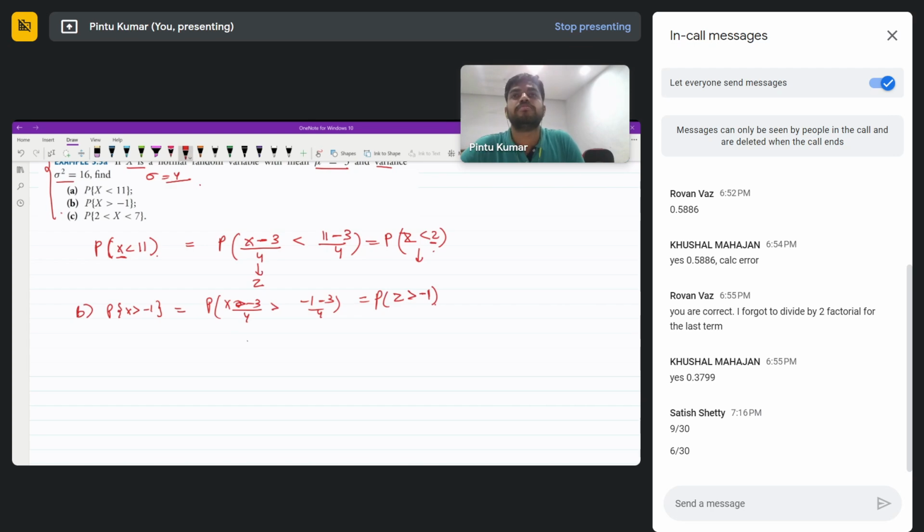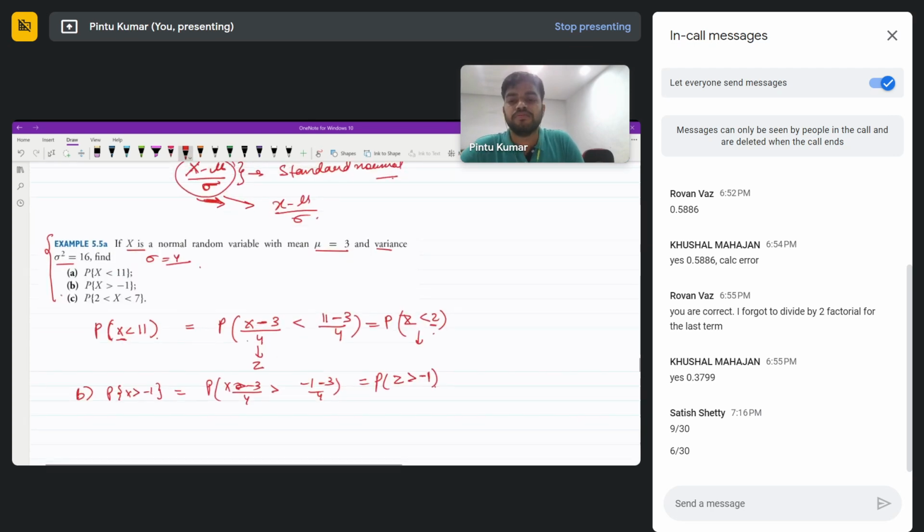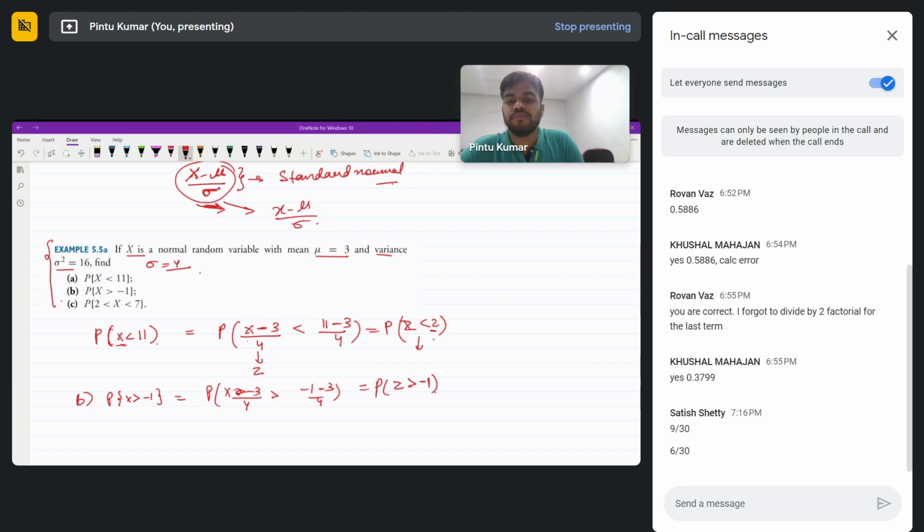Can you tell me the first one? Equal to the probability of what, less than? The first one, the last column. Equal to what is it? Less than 2, something you wrote. Z, you are writing. Z is used to denote your standard normal distribution. Oh, okay. I forgot to mention.